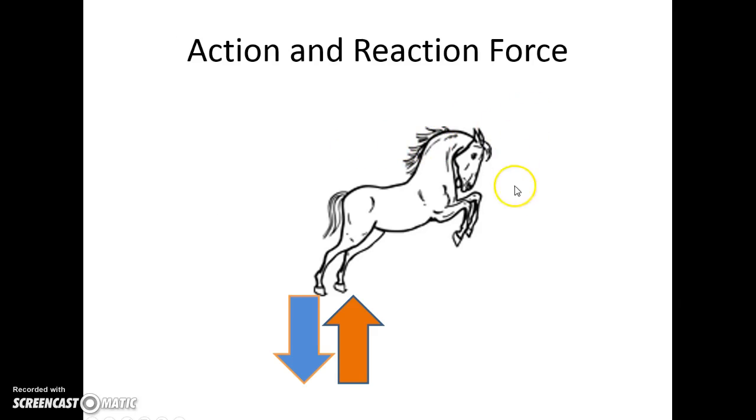Okay, now we're looking here at the action and the reaction force. We've already covered this somewhat, touched on it when we did Newton's first law, so this may look familiar. We see this horse jumping up in the air. In order to jump up, he's got to push his feet against the ground. That's the action force. Please label this, draw the blue arrow on your paper and label it with an action force. You can just call it AF if you want.